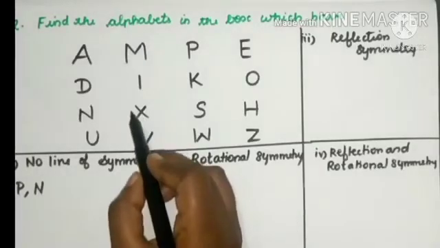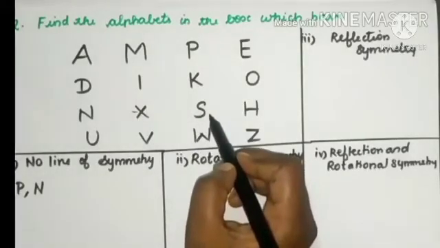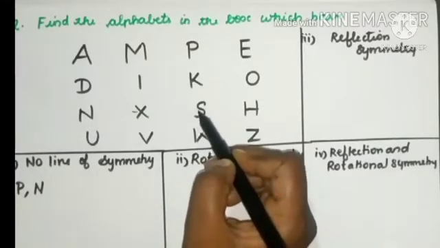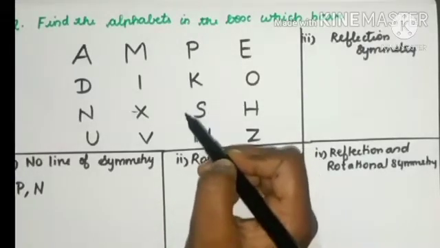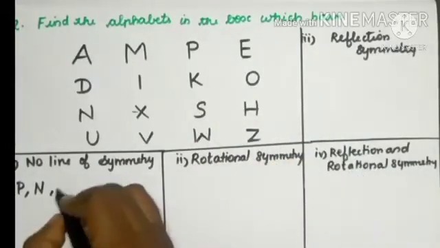And then X is divided into two equal parts. It has two lines of symmetry. And for the letter S, there are no lines of symmetry. In the previous problem, rhombus, we found that S has no lines of symmetry.